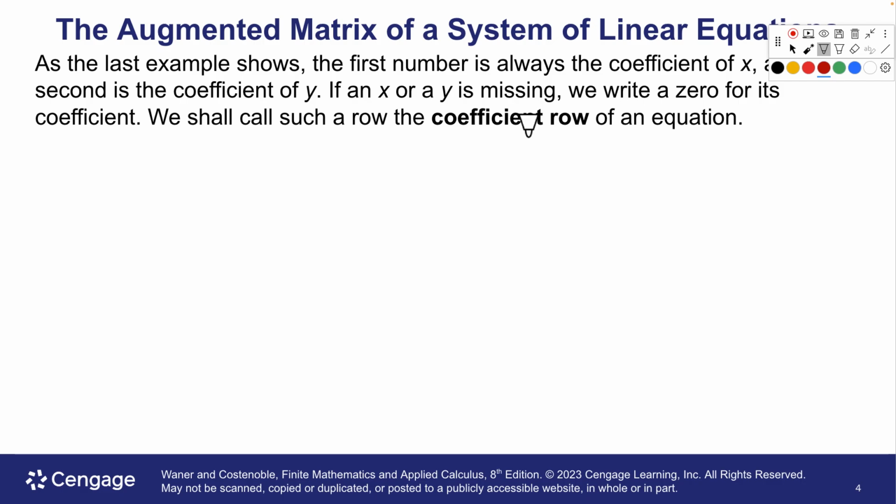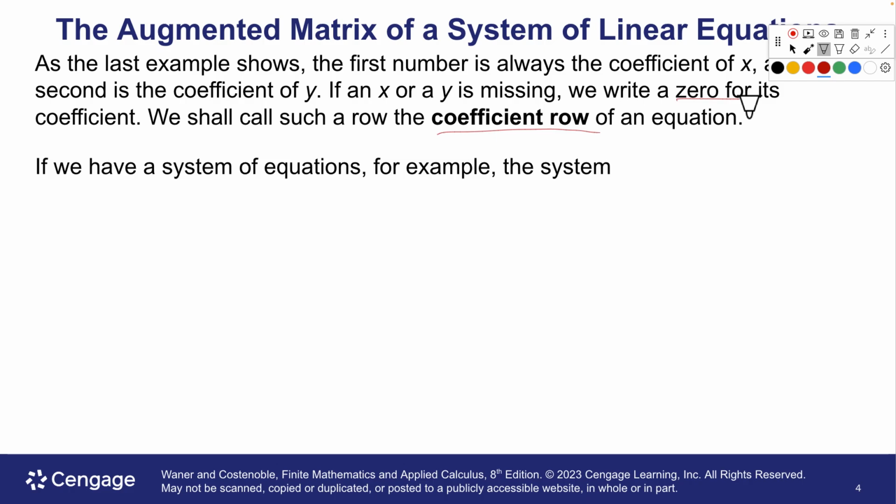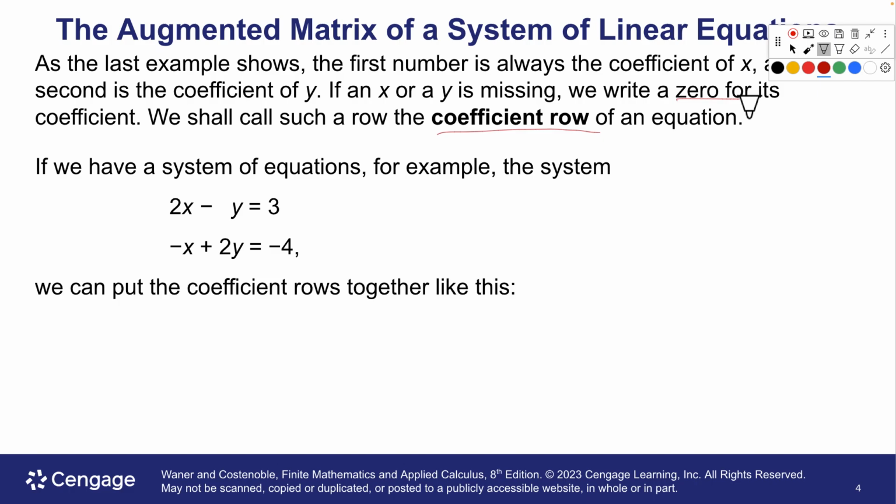So we have the coefficient rows, which is just the numbers, x and y. And again, if there's a missing one, we've got a 0 coefficient. And then here's an example. We put them together in a matrix where this 2 is coming from here. This -1 comes from the -1 in front of the y. The 3 comes from the 3 here. This gives us a -1, right? -1x, a 2, and a -4.